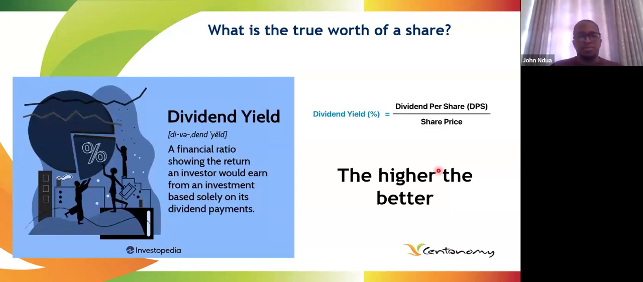Now, the final one is called dividend yield. So basically, dividend yield is the dividend per share divided by the share price. Dividend per share is found in the financial statements, and the share price is found in the Securities Exchange. So you definitely want a company that is paying higher dividends. So the one with the higher dividend yield is the better company on this particular metric. So the higher, the better, because it gives you much more income to work with.